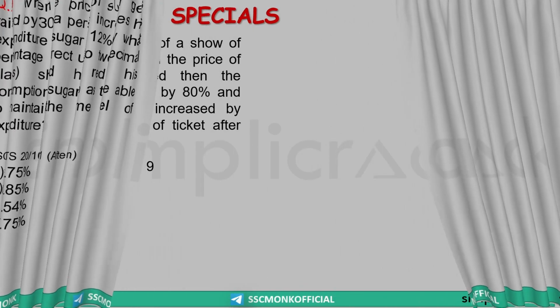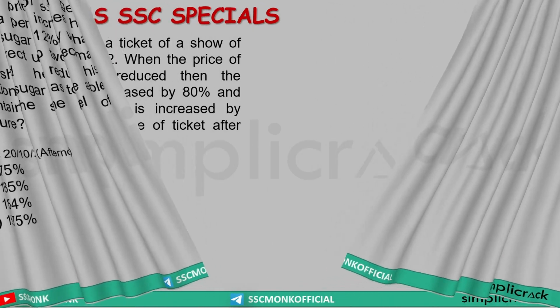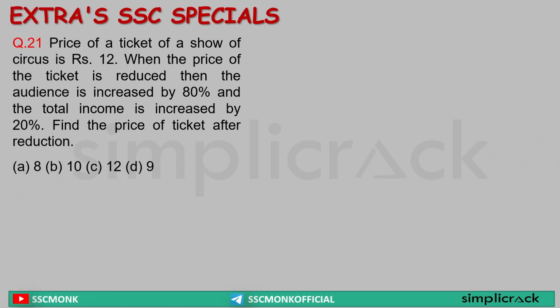Now, this is an SSC special question for all of you. It is saying the price of a ticket of a circus show was 12. Not an issue. When the price of the ticket is reduced, the audience is increased by 80% and the total income is increased by 20%. Find the price of the ticket. Sir, previously the price of the ticket was 12. Now the price of the ticket is reduced, 12 minus x.